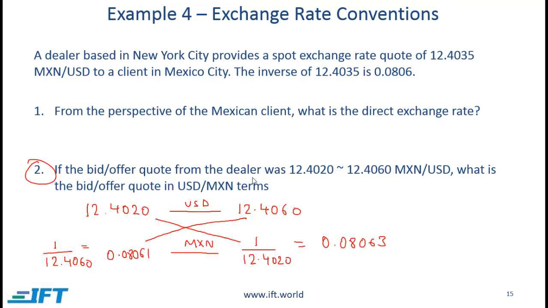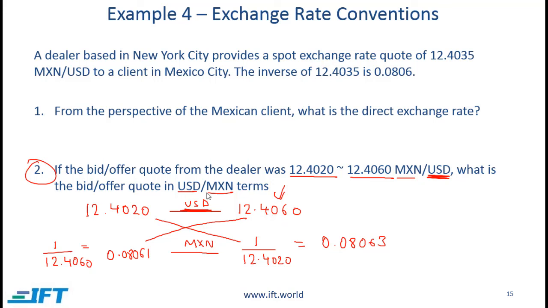If the bid offer quote from the dealer was 12.4020 and 12.4060 Mexican to USD, what is the bid offer quote in terms of USD over Mexican peso? Here the USD is the base currency, so I have indicated that over here. The dealer is willing to buy the base currency, which is the USD, for 12.4020 Mexican peso, and the dealer is willing to sell $1 for this much.